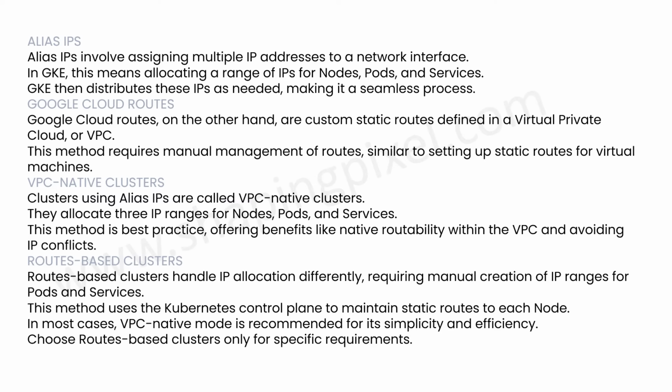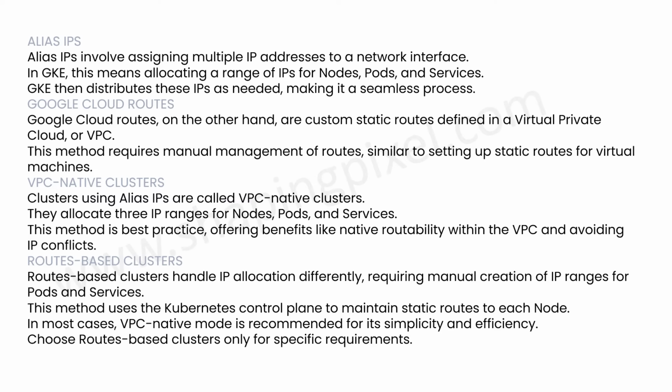Google Cloud routes, on the other hand, are custom static routes defined in a virtual private cloud, or VPC. This method requires manual management of routes, similar to setting up static routes for virtual machines. Clusters using alias IPs are called VPC-native clusters. They allocate three IP ranges for nodes, pods, and services. This method is best practice, offering benefits like native routability within the VPC and avoiding IP conflicts.